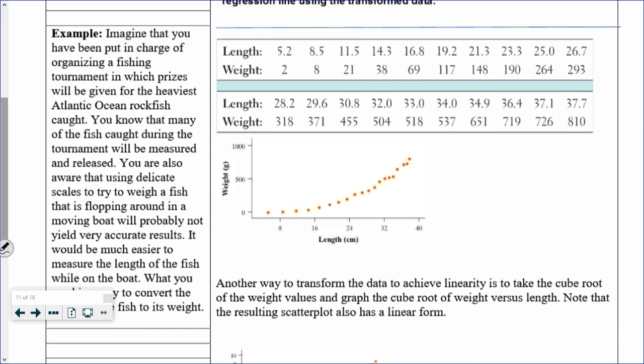So here we've got some data. Imagine you've been put in charge of a fishing tournament. Prize will be given for the heaviest Atlantic Ocean rockfish. I don't know what that looks like, but I'm sure it's ugly. You may know the fish caught during the tournament will be measured and released. You're aware you're using delicate scales to try and weigh a fish that's flopping around in a boat. Might not yield accurate results, whatever. I think they actually use scales, but whatever.